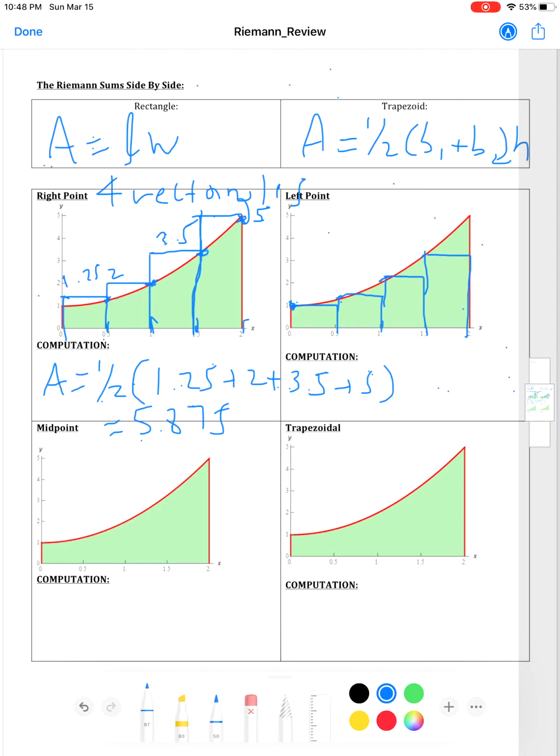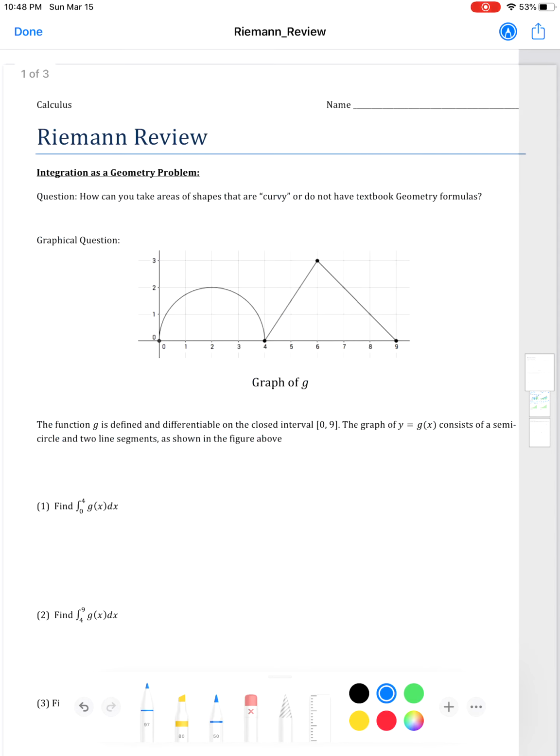Now, I'll just go to my calculator real quick and compute its area, and you can try the computation on your own. But at the end of the day, you should have something like maybe around 3.875.